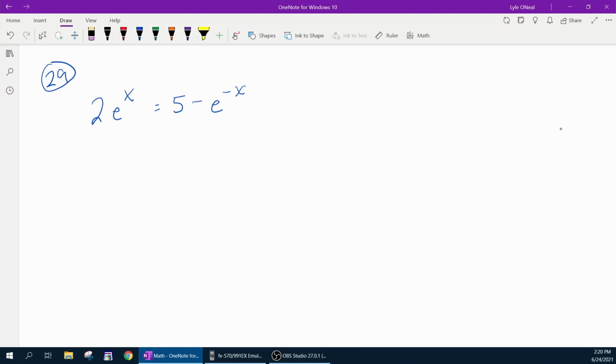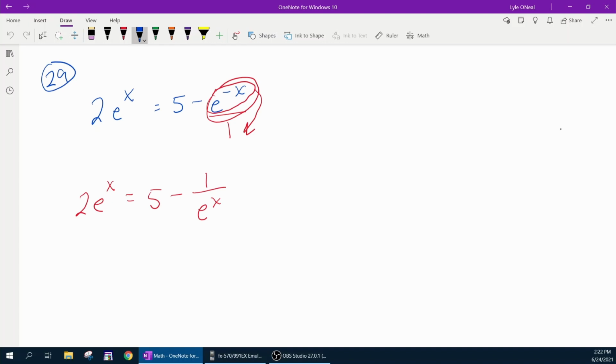Now, the first thing I'm going to do is remind you that e to the negative x can be rewritten as 1 over e to the x. Remember, if I fraction it up and move the base with the exponent to the bottom, it will change the sign of its power. So that's going to give me 2 times e to the x equals 5 minus 1 over e to the x.